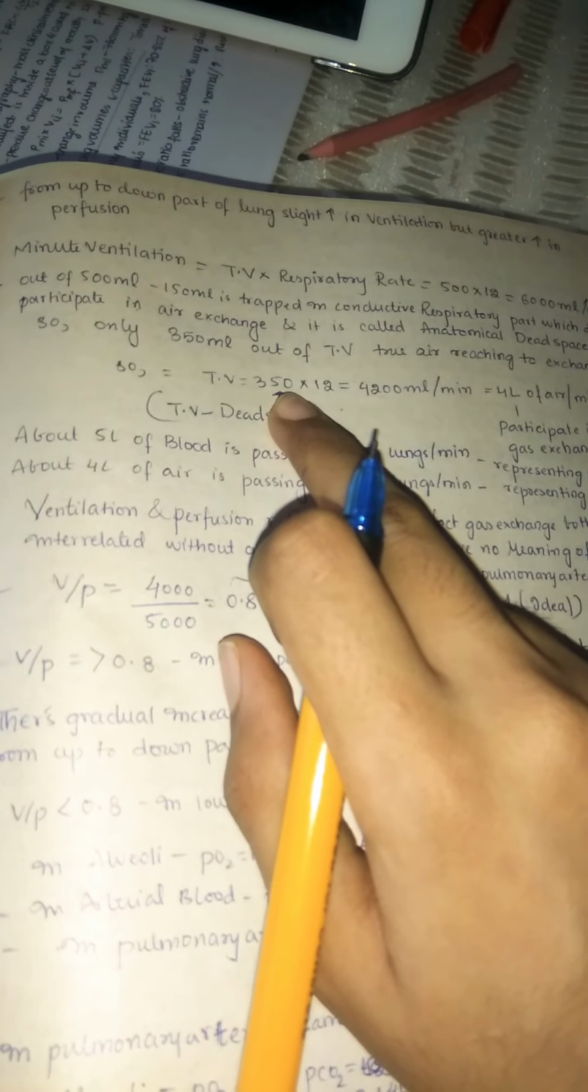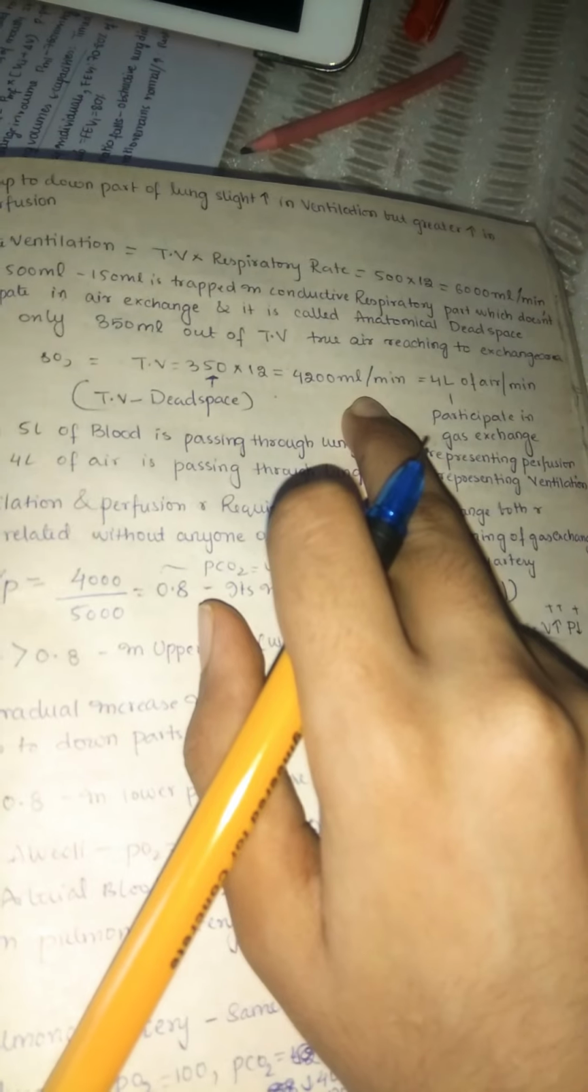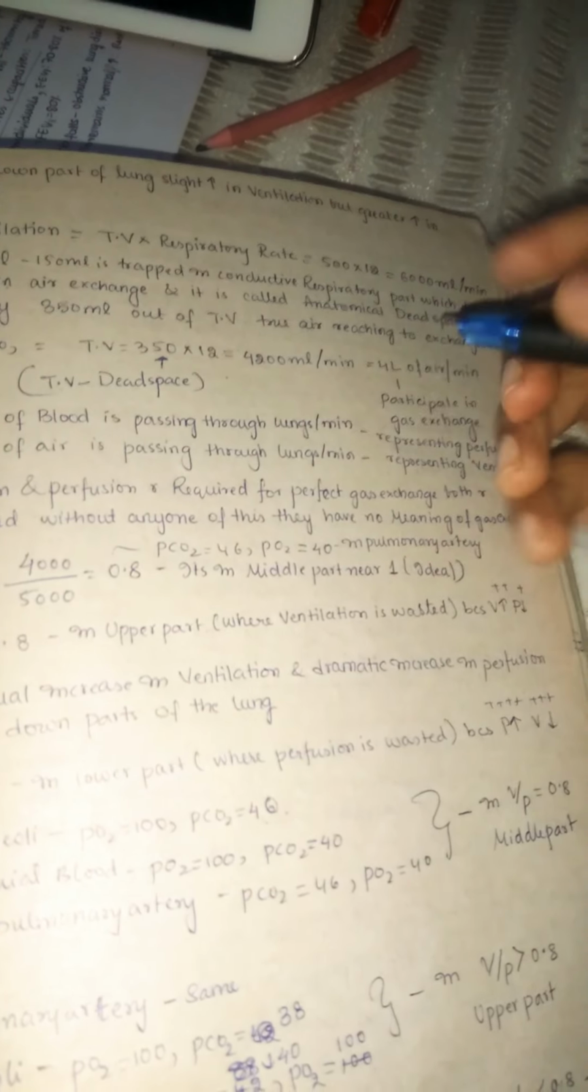So the alveolar ventilation is 350 into 12. Why use 350? Because we have removed the dead space. That gives us 4200 milliliters per minute, that is about 4 liters of air per minute, which mainly participates in gas exchange. In the minute ventilation we have 6000 milliliters per minute, but if you remove the dead space, which doesn't participate in exchange of gases, we get the true air participating in exchange of gases, which is 4 liters of air.